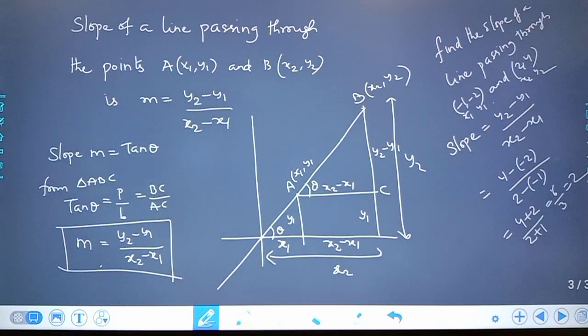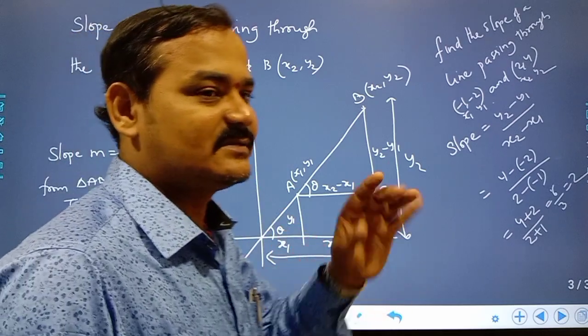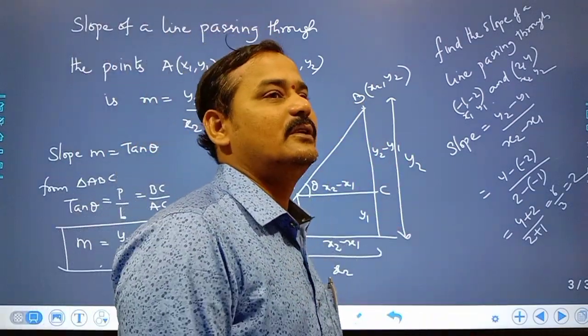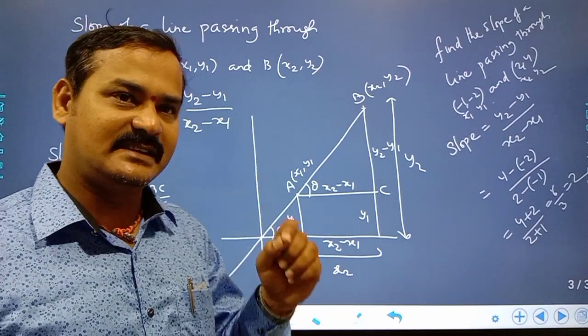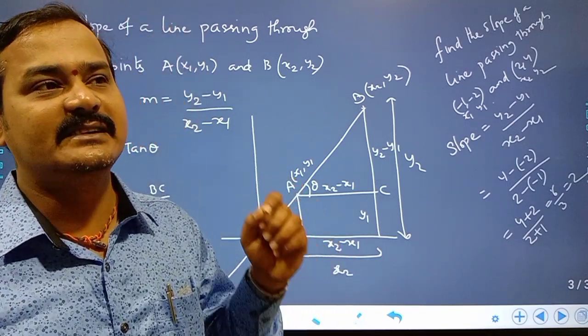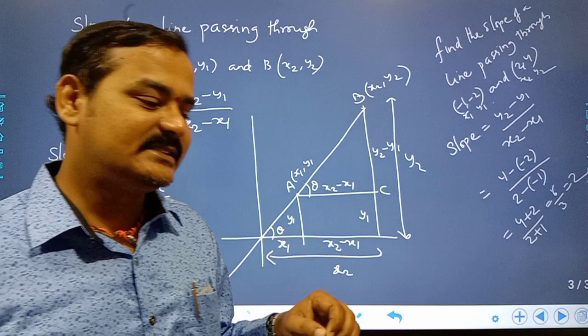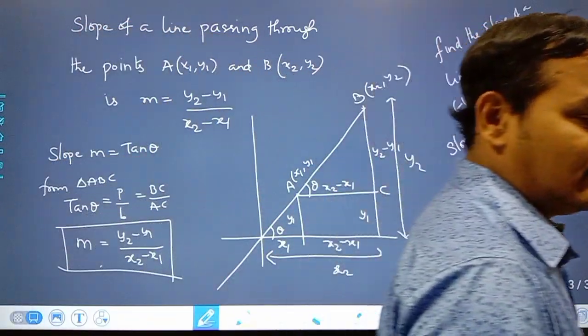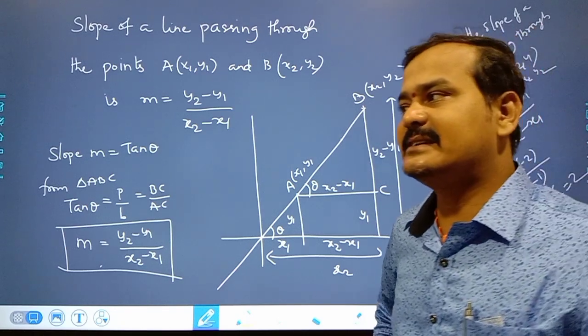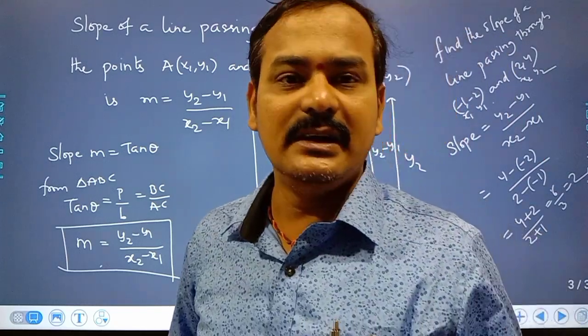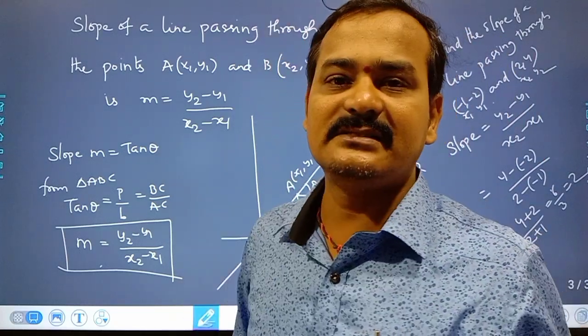Today we discussed, first, the meaning of slope. Theta is the inclination which the line makes with the x-axis. Then it is called the inclination theta. Tangent of theta is called the slope. So m is equal to tan theta. That is the concept of slope and inclination.